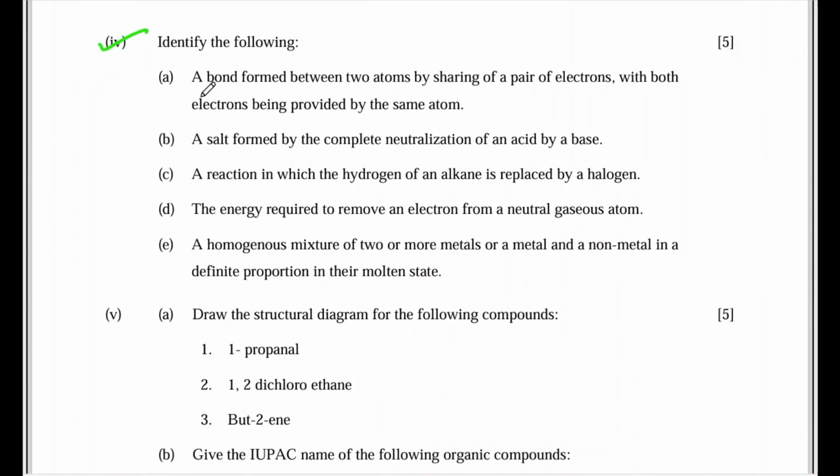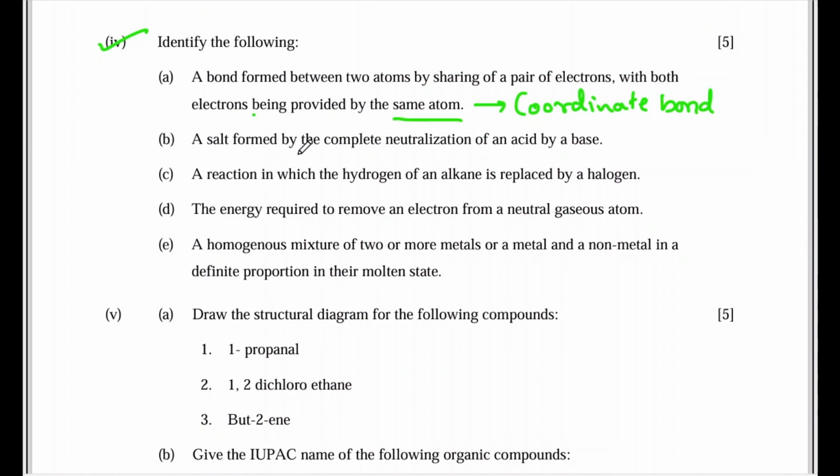Fourth part, identify the following. A bond formed between two atoms by sharing a pair of electrons with both electrons being provided by the same atom. Then that bond should be coordinate bond. Coordinate bond, coordinate covalent bond or dative bond, all are same. Because both the electrons are given by the same atom. If it is mutual sharing, then you will say covalent bond.